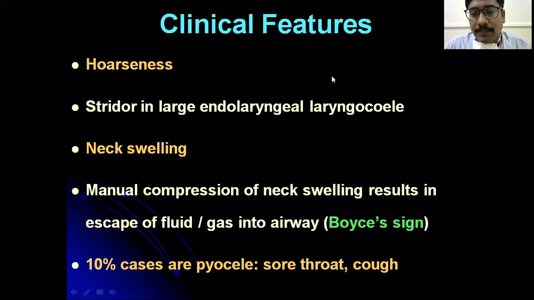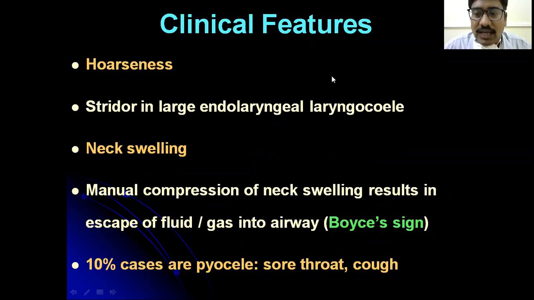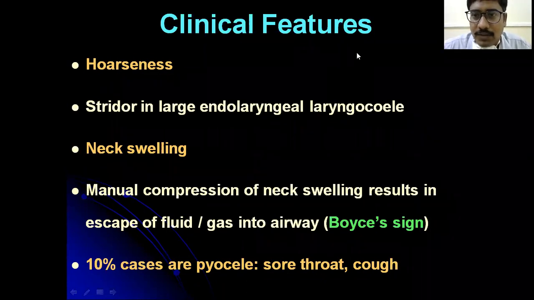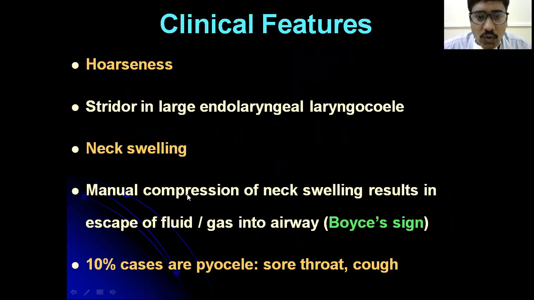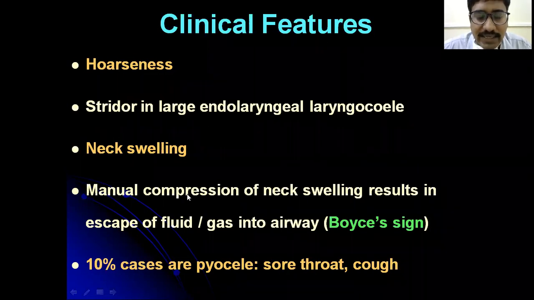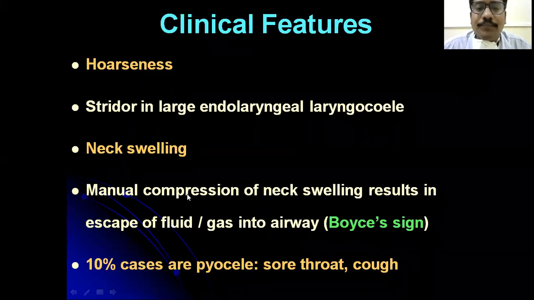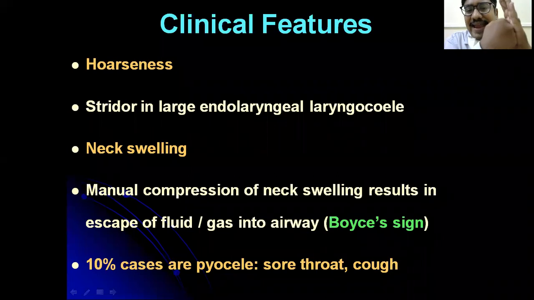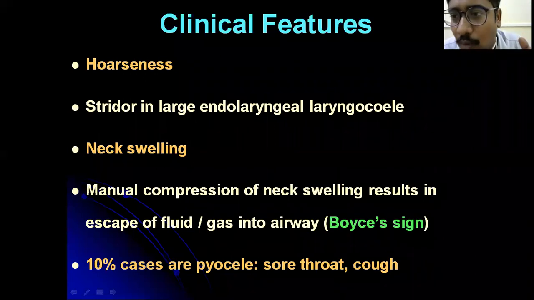Boyce's sign is for esophagus. Bryce's sign is for laryngocele. But what is Boca's sign? Boca sign. Yes, prevertebral. Just flex your neck and move your larynx sideways. Then you feel a crepitus sound. That crepitus sound is because of rubbing of the larynx against the vertebra. This is called Boca sign.